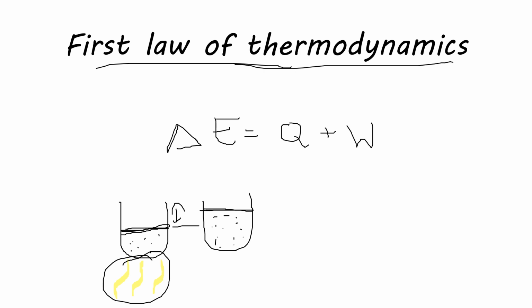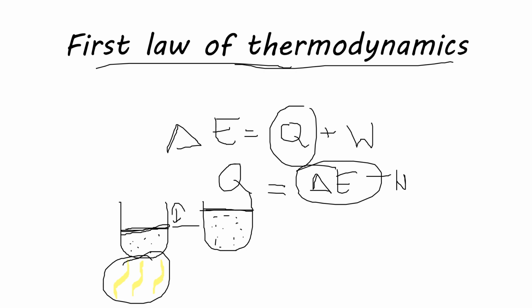So if we talk about Q, the heat, Q is equal to ΔE minus W. Heat energy can be determined by simply subtracting the work done from the internal energy. That probably means that the internal energy minus the work done is the value of the heat. Now here are some conditions.